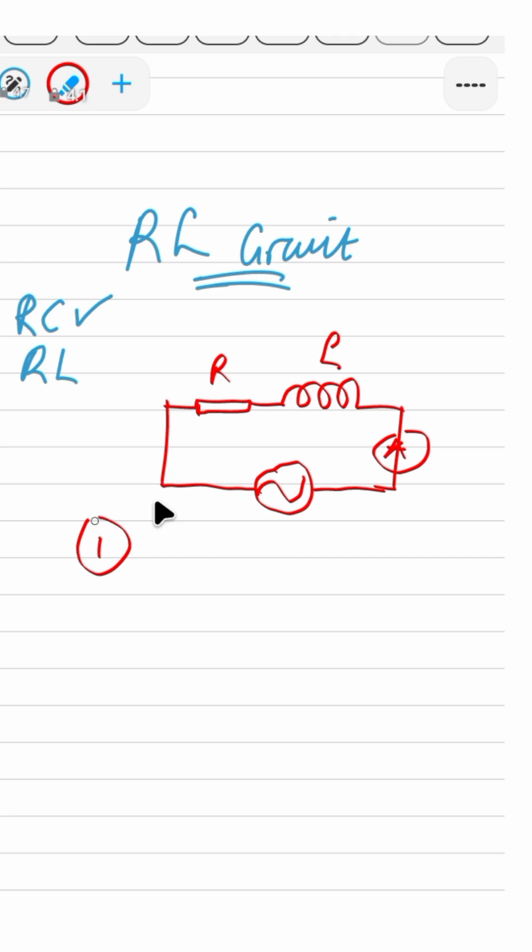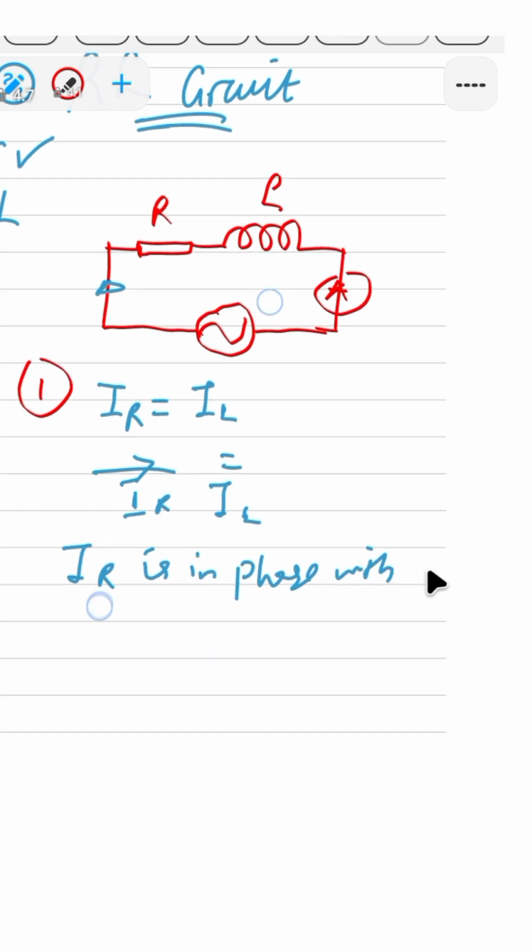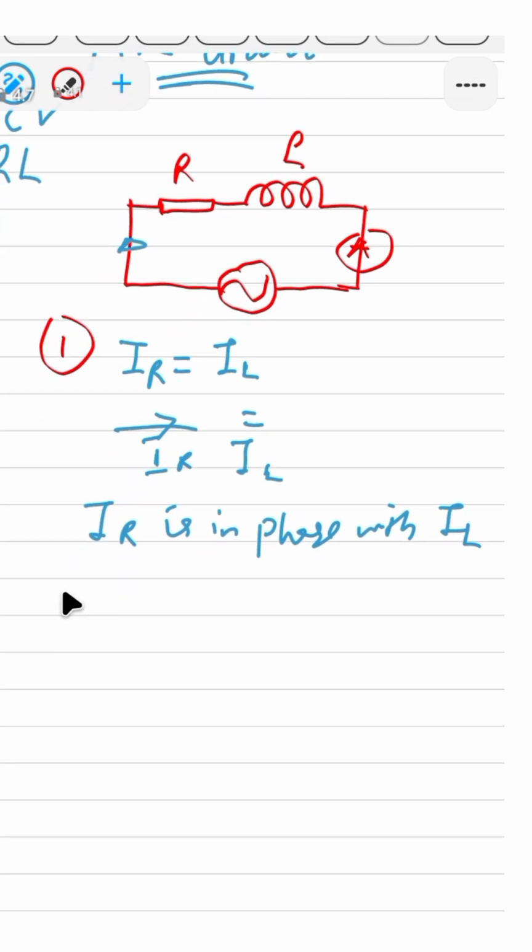The first thing to note in this circuit is that the same current will flow through all of them, on the same line. This current will flow past these two components. That means IR, the current through the resistor, will be the same as the current through the inductor, which is IL, because the two of them are on the same line. Now, if you draw the phasor diagram, IR and IL go in phase. That means IR is in phase with IL. Hope you understand that one.